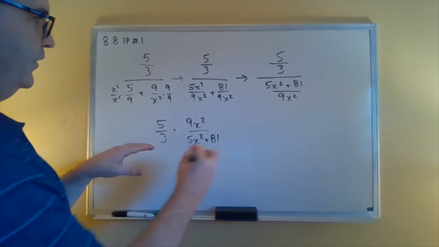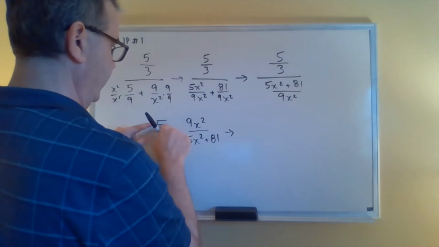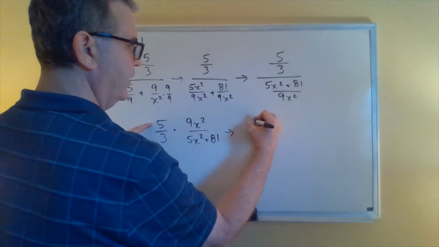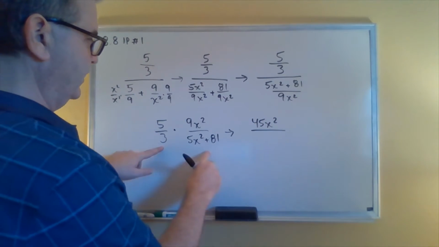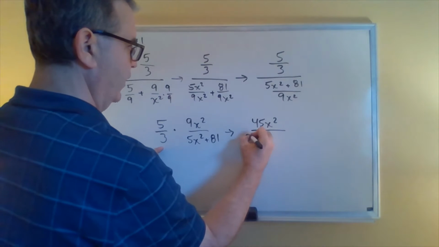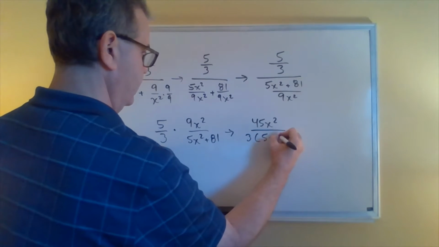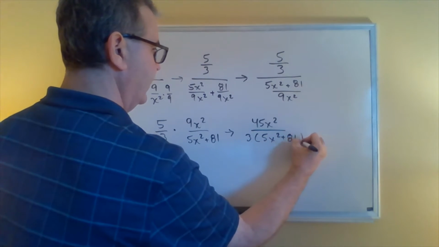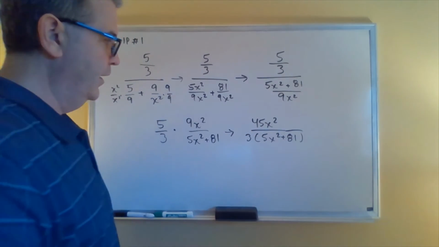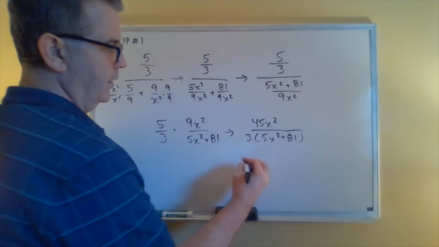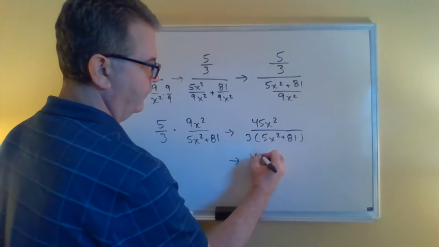Now I can combine these two in one fraction. So I'll have 5 times 9x squared, that's going to be 45x squared, over 3 times 5x squared plus 81. I want to write it like this so you can see that I'm going to have to distribute that 3 through these parentheses. So I'll end up with 45.